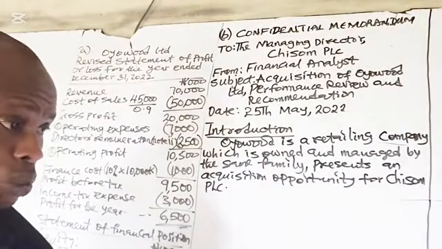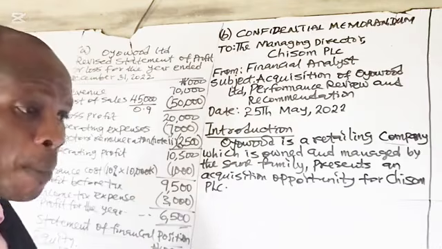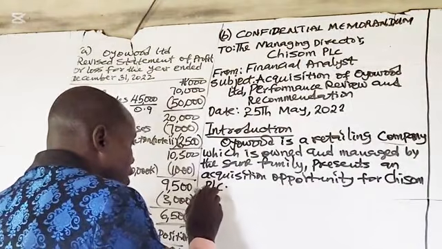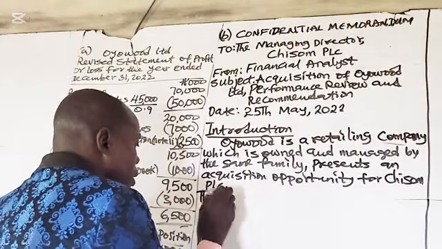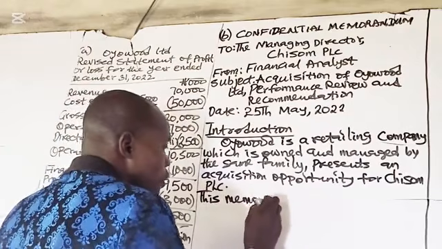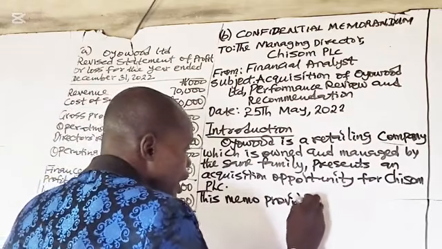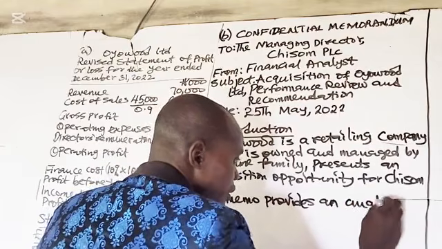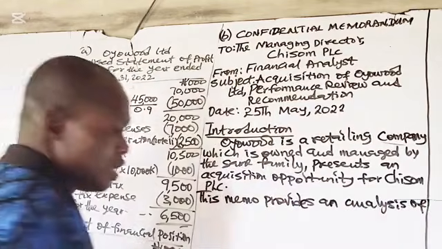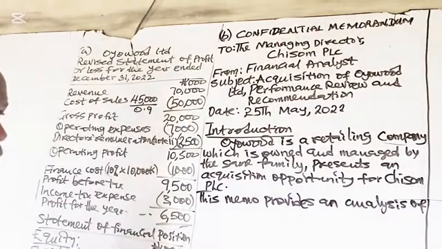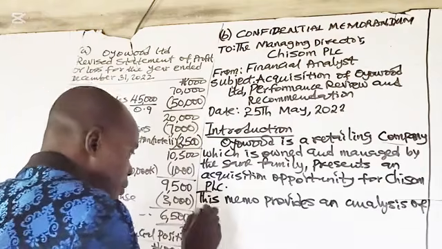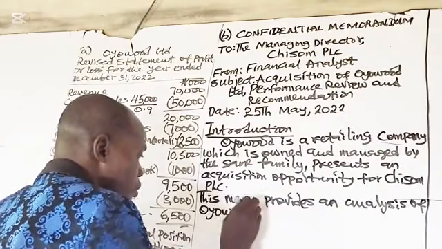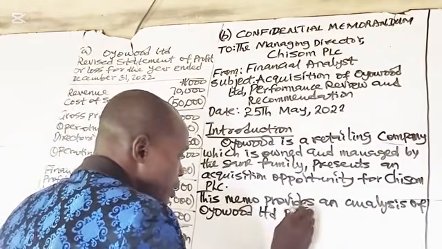So what would your memo entail now? This memo provides an analysis. So we now want to give details about the memo. This memo provides an analysis of Oyo Wood Limited performance.